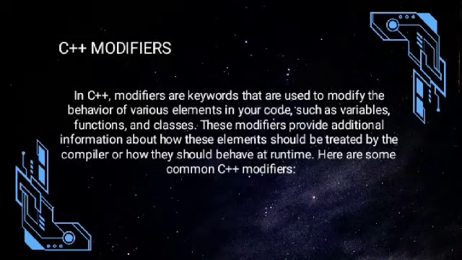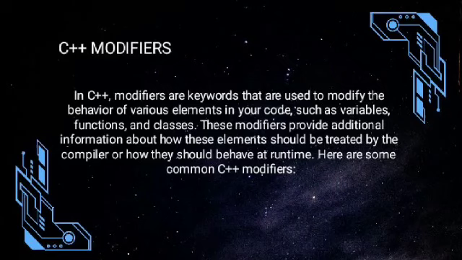C++ modifiers. In C++, modifiers are keywords that are used to modify the behavior of various elements in your code, such as variables, functions, and classes. These modifiers provide additional information about how these elements should be treated by the compiler or how they should behave at runtime. Here are some common C++ modifiers.